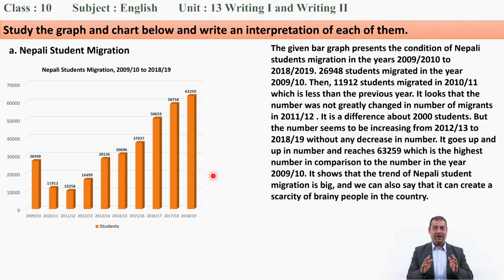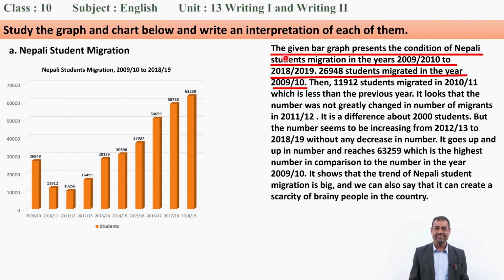Good. Now my point is, see these lines. The given bar graph presents the condition of Nepali students' migration in the years 2009 and 10 to 2018 and 2019. So up to here, what do we call this part? Can you tell me now? Does the interpretation have any parts? What do you think? Yes, definitely there are parts within this interpretation also.